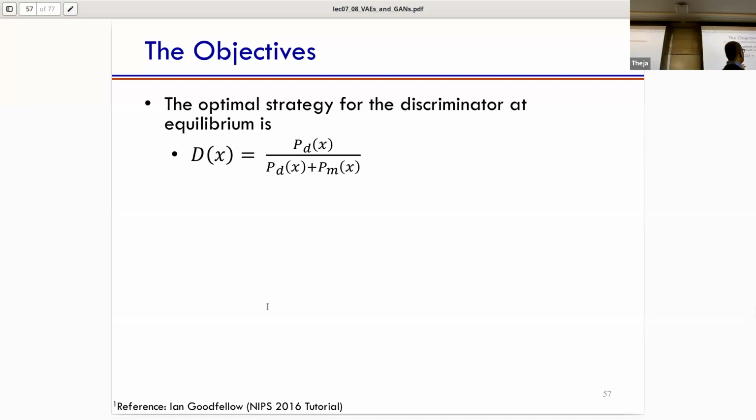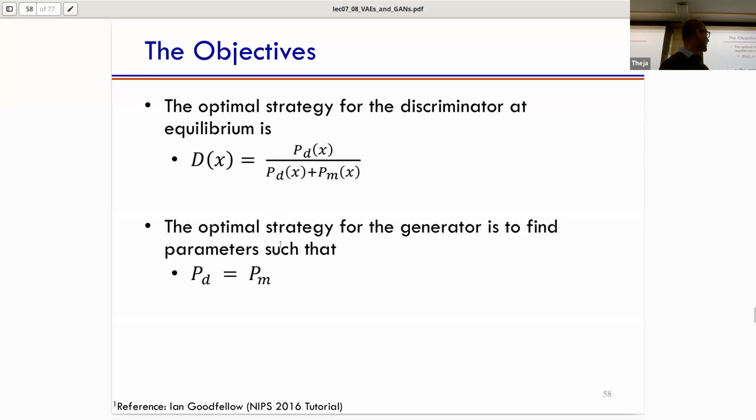So the optimal strategy for the discriminator, if the data and the model that the generator is producing are not exactly the same, is to output probability of data divided by probability of data plus probability of model. So if probability of model is the same as probability of data, it's 1/2. P of D divided by 2 times P of D is just 1/2. And the optimal strategy for the generator is to find parameters such that P of D is close to P of M. Obviously, if P of D is equal to P of M, then it's 1/2. In the illustration example, instead of something going like this, it'll be flat at 1/2, because you're not able to distinguish between the black dots and the green curve.